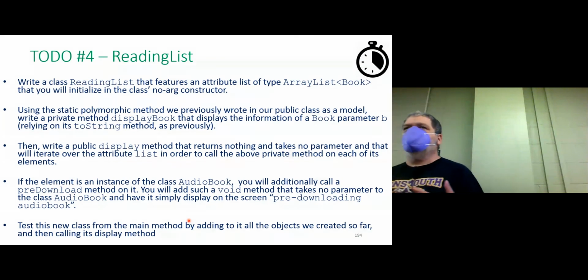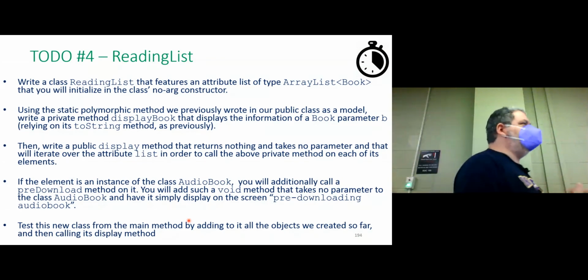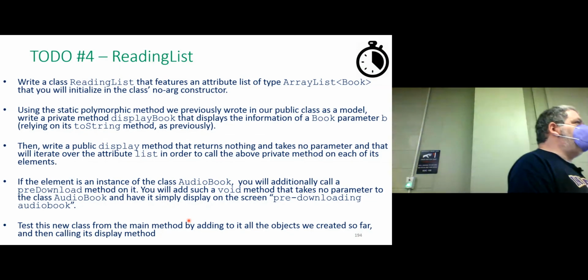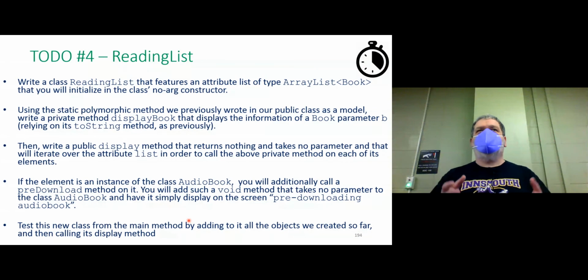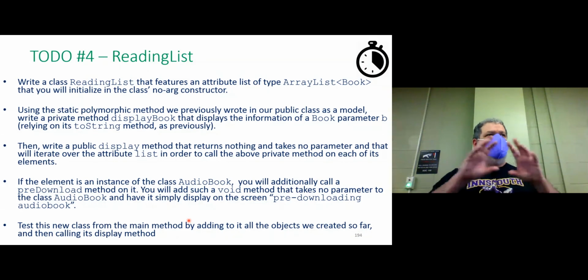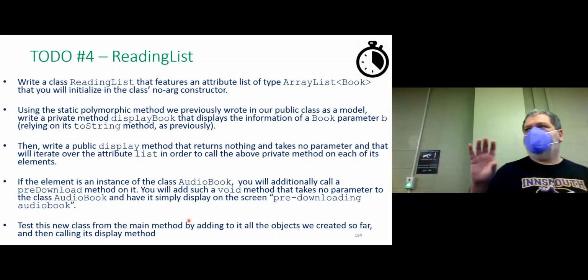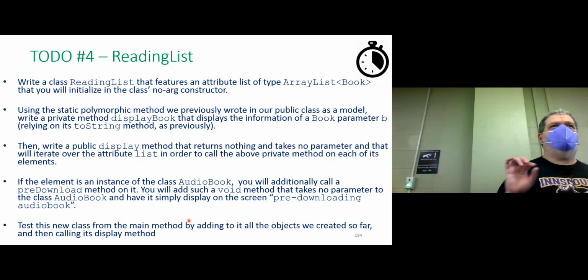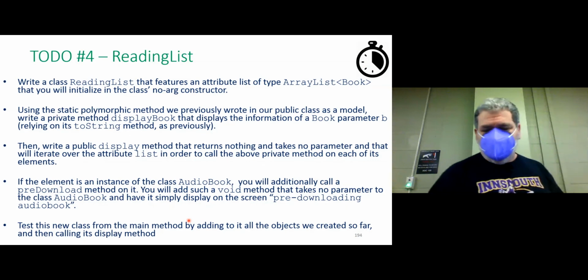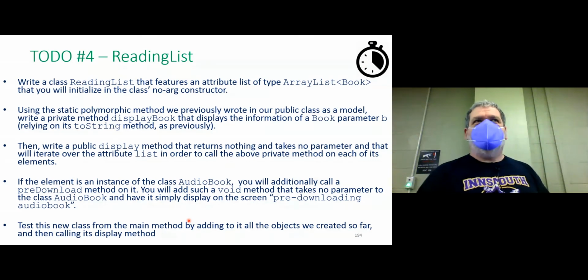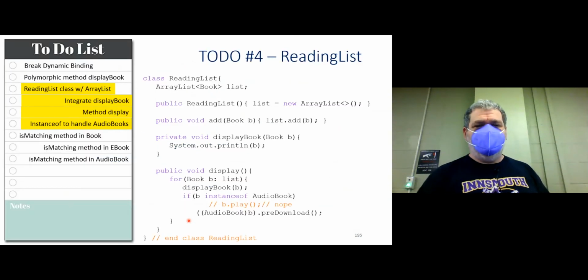put a bunch of stuff in your list, audiobooks, books, ebooks, etc. Some of them are comparable, some of them are totally different, and then display them all on the screen and make sure that the audiobooks, not only do they get displayed, but when they are processed, there is this little message that is also displayed that says preloading the audiobook, pre-downloading the audiobook for you. How are we going to get that working?